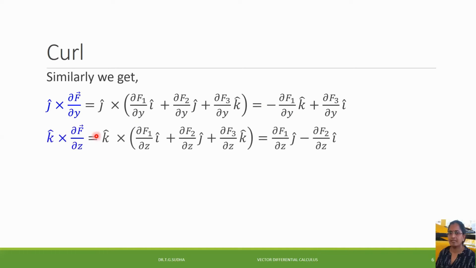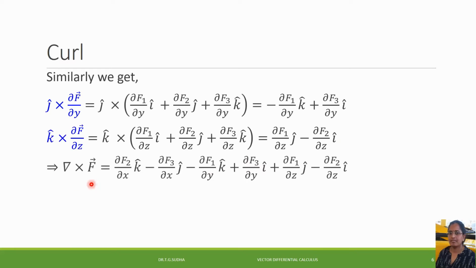And then k cross dou F by dou z is equal to k cross dou f1 by dou z into i plus dou f2 by dou z into j plus dou f3 by dou z into k. And that gives us dou f1 by dou z into j minus dou f2 by dou z into i, because k cross i is j, k cross j is minus i, and k cross k is equal to 0. Now substituting all these values in del cross F, we obtain this expression.